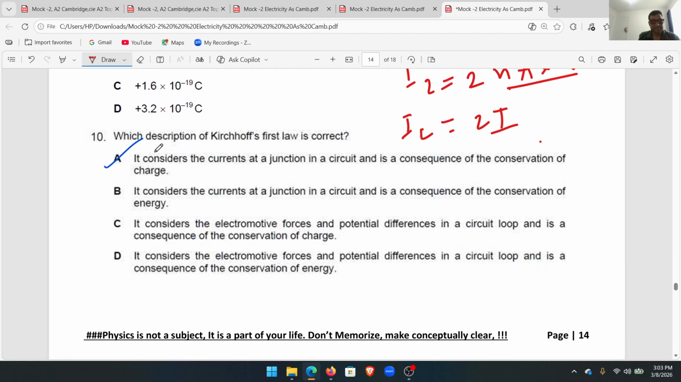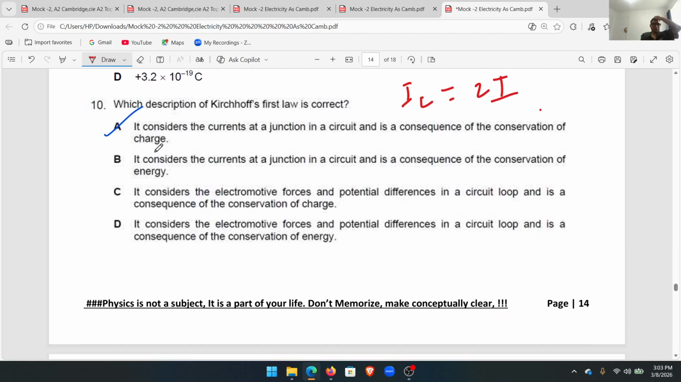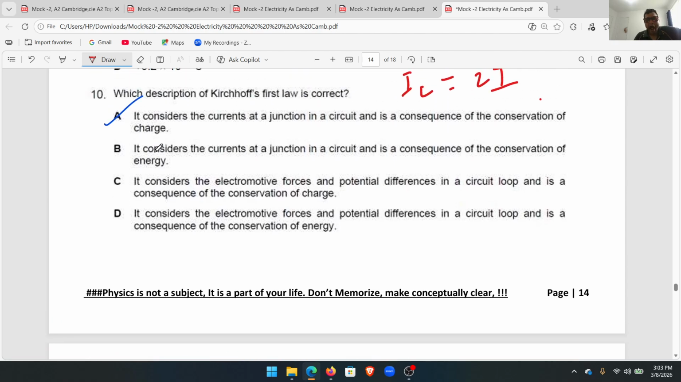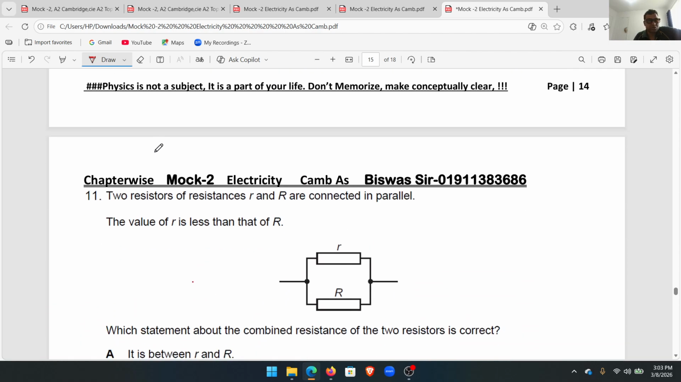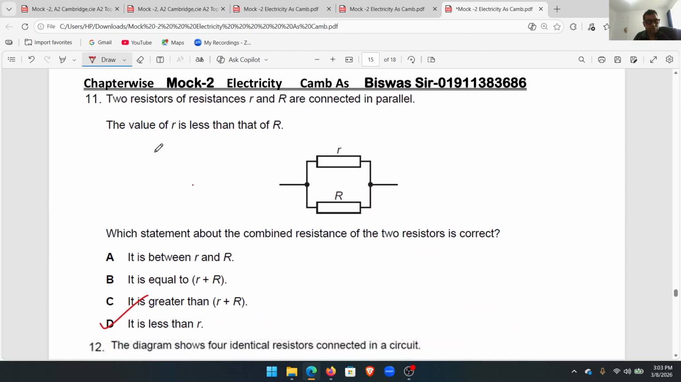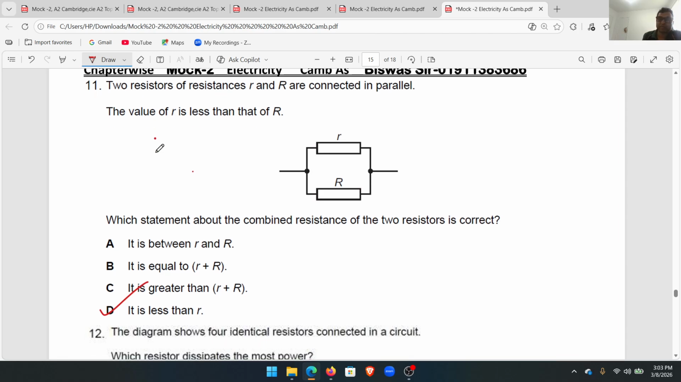Now come to the next. Which description of Kirchhoff's law is correct? It considers the current at a junction and is a consequence of the conservation of charge. You know this, I think. Which statement about the combined resistance of the two resistors is correct? It is greater than, no, it is less than. For any parallel connection, total resistance must be less than any single value.